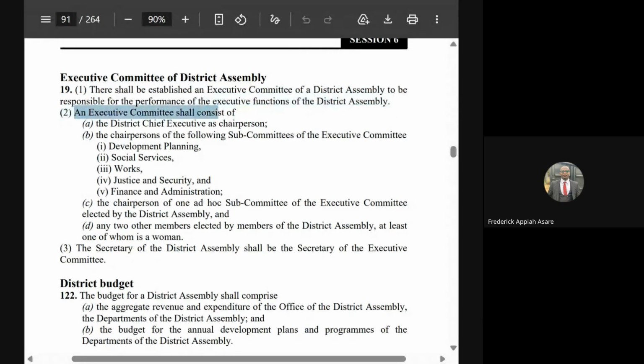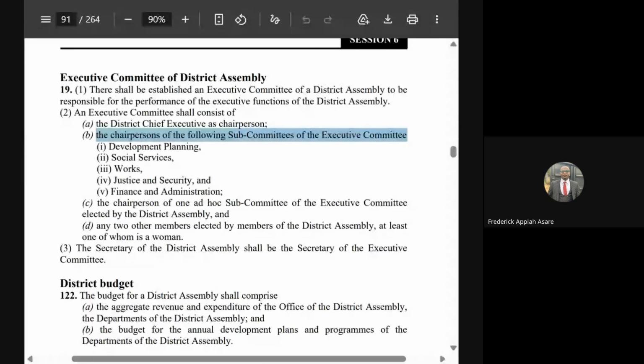And the executive committee will be made up of, one, the district chief executive. So the district chief executive, the DCE, will be the chairperson. The B part is the chairperson of the following subcommittees of the executive committee.